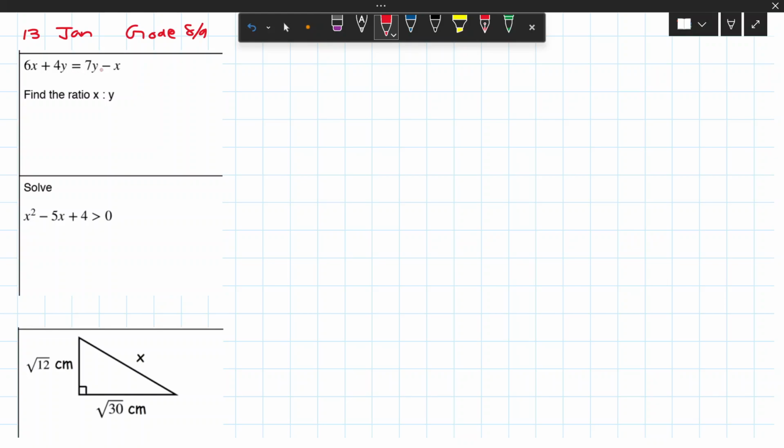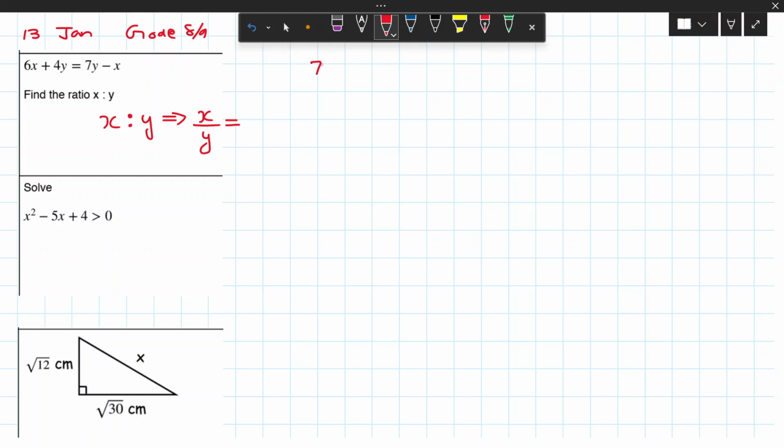First one is from ratios, and they've given us an equation. When they say find the ratio x to y, you can also represent this in the form x over y. I'm not saying it is equal to x over y. We're saying it could be represented in the form x over y, just for calculation purposes. So what we're trying to find is, what is x over y equal to?